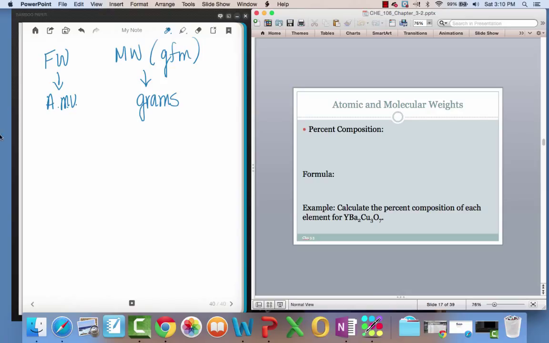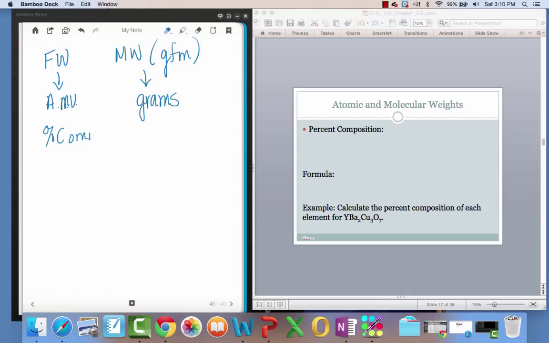Let's review percent composition. Percent composition is simply part over whole times 100. That's our formula. And here they want us to find the percent composition of each element for YBa2Cu3O7. Nothing like an easy problem to start out with.